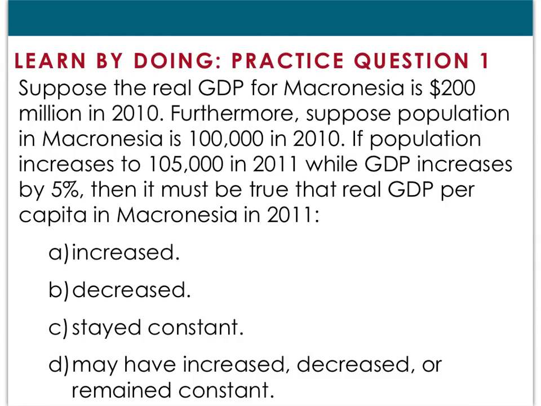But before we go too much further, let's do a quick check. So, can you answer this question? You can pause and work on it for a minute by yourself. And the answer is stayed constant. Both GDP and population grew by 5%.